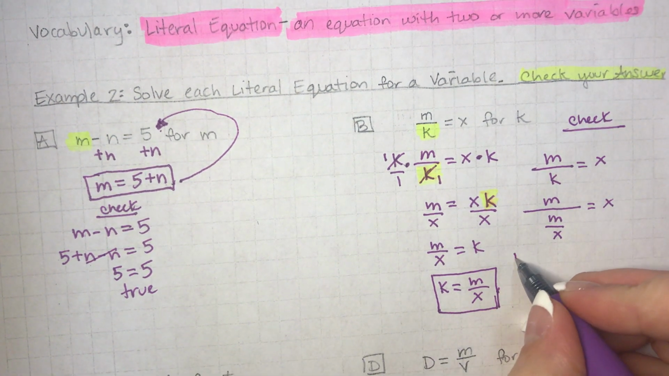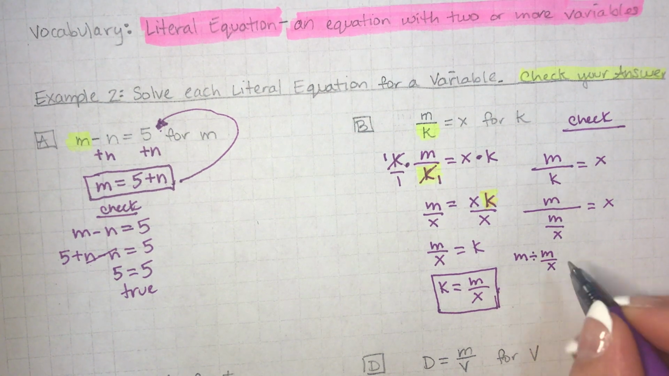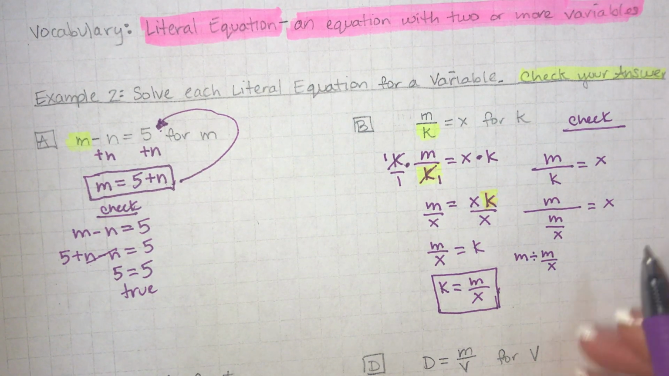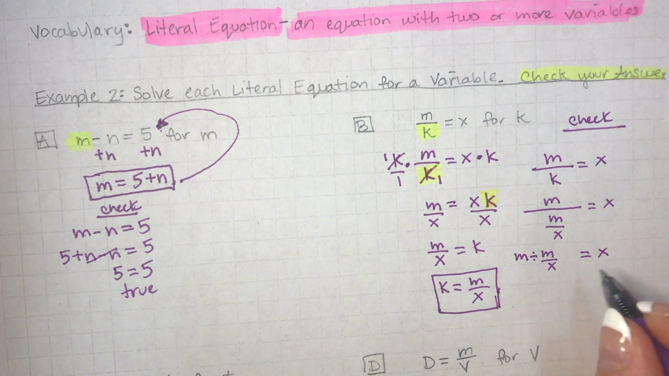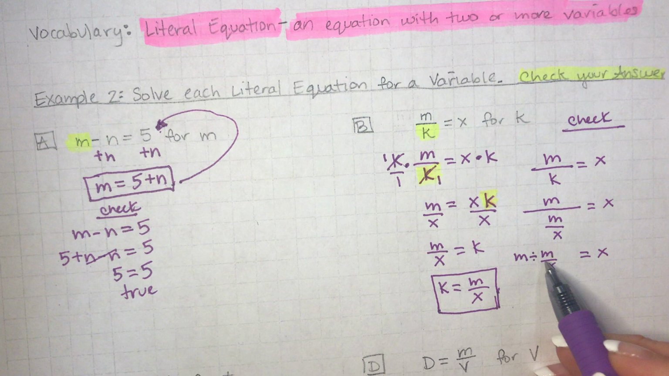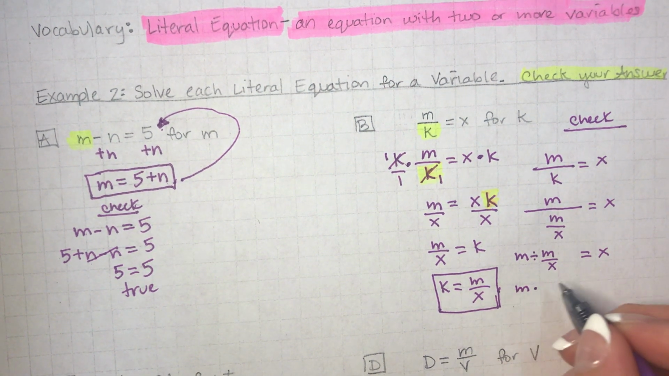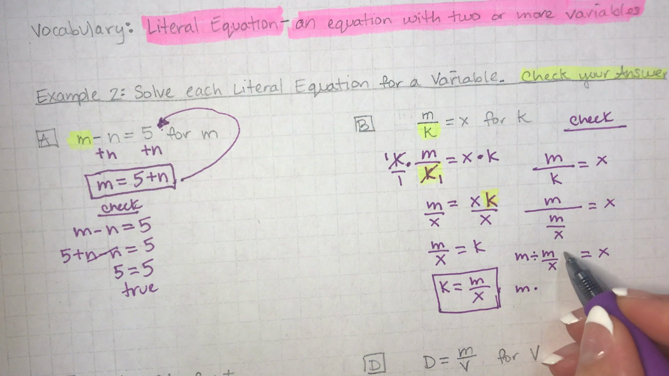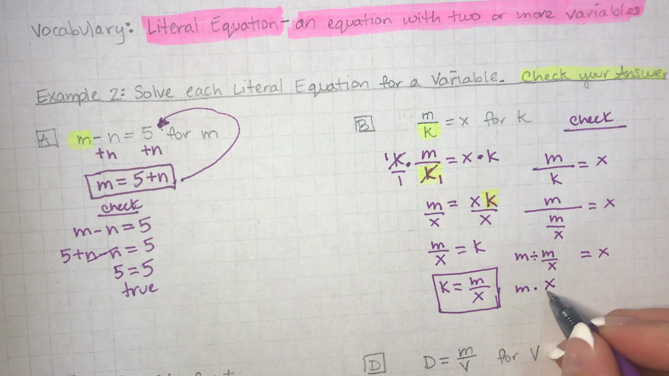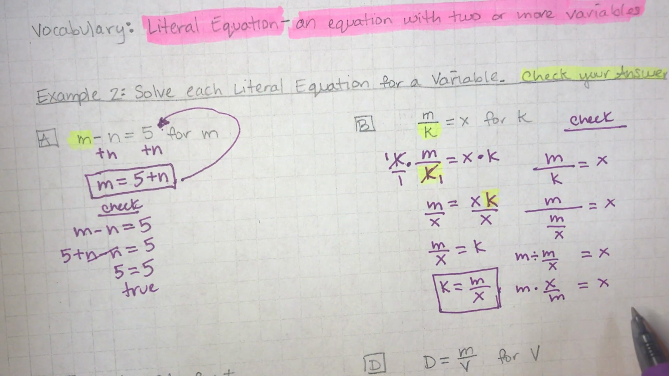We're going to write it as m divided by m over x, because this means the same thing, all right? Now we can just change this to a multiplication problem. Whenever you're dividing by fractions, first thing you do is change it to a multiplication problem. And how do you do that? By multiplying by the reciprocal. So we're just going to flip that, and we get x over m. I'm just going to rewrite that equals x.